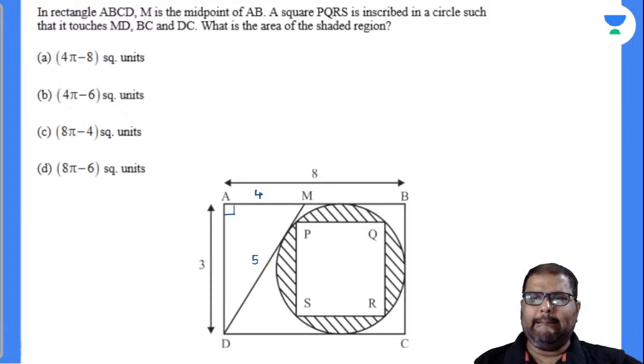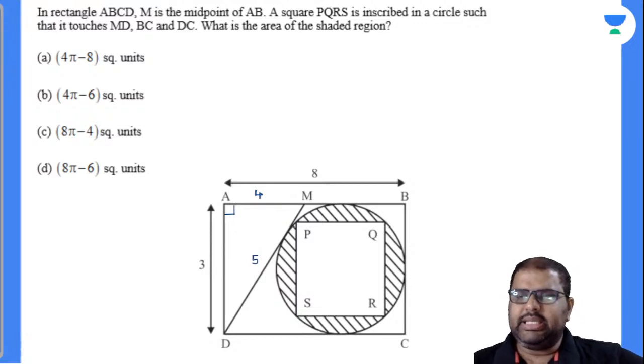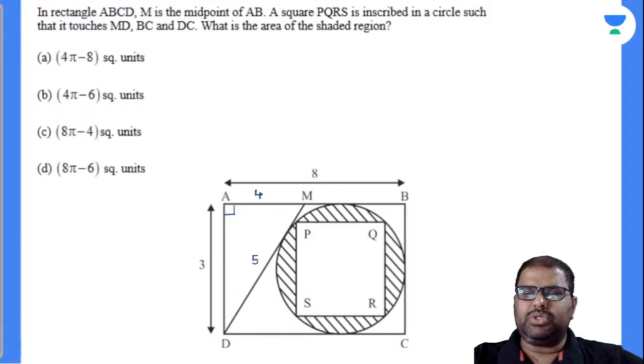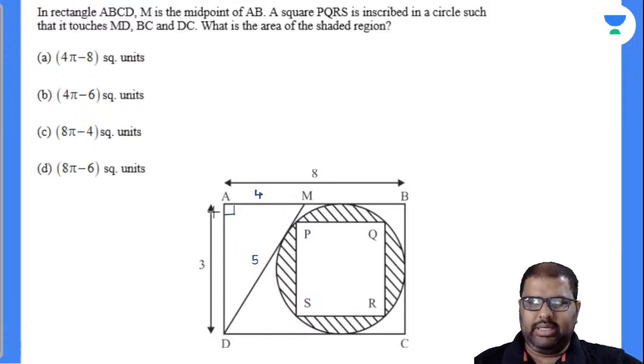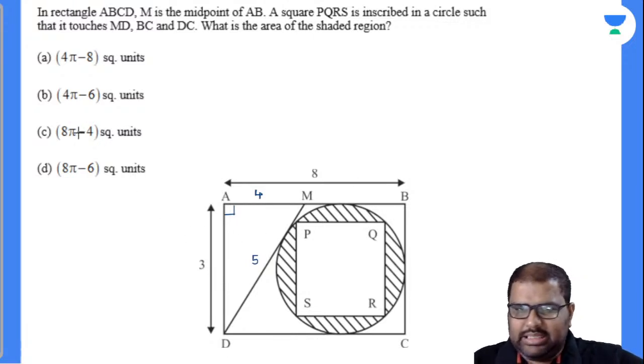Now, any other point? A square PQRS is inscribed in a circle such that it touches MD, BC, and DC it seems. So it doesn't touch AD. What is the area of the shaded region is the question asked. Chalo, what I will do is, now this length is 3. Am I right or wrong? BC length is 3, right? I will extend this BC to a length of one more 3. I will extend this BM to a length of one more 5.